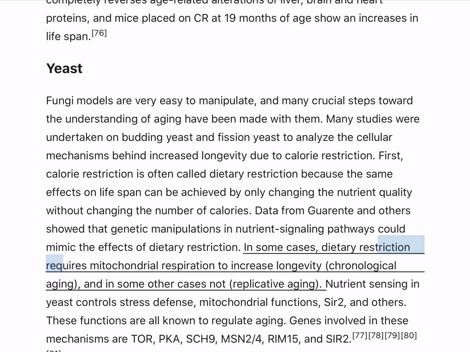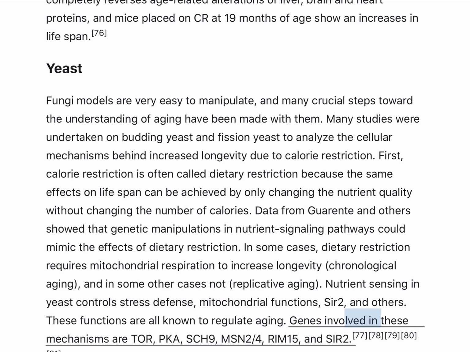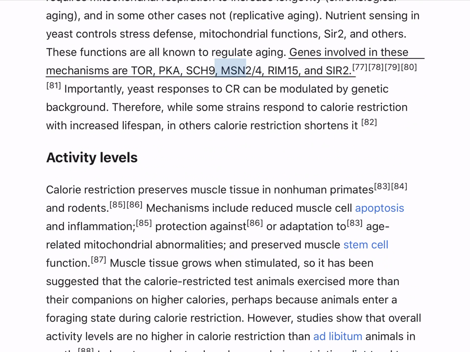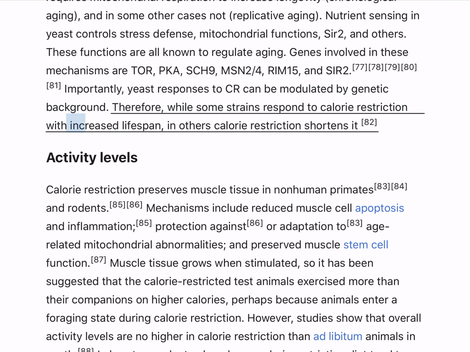In some cases, dietary restriction requires mitochondrial respiration to increase longevity, as in chronological aging, and in some other cases not, as in replicative aging. Nutrient sensing in yeast controls stress defense, mitochondrial functions, SIR2, and others. These functions are all known to regulate aging. Genes involved in these mechanisms are TOR, PKA, SCH9, MSN2/4, RIM15, and SIR2. Importantly, yeast responses to CR can be modulated by genetic background. Therefore, while some strains respond to calorie restriction with increased lifespan, in others calorie restriction shortens it.